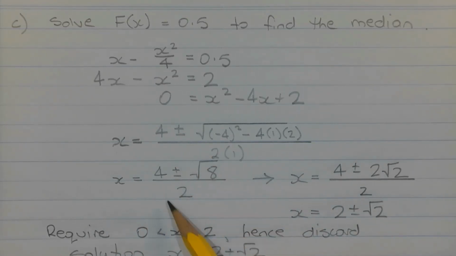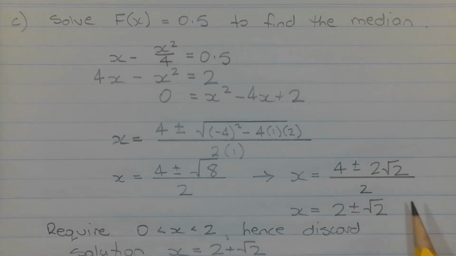Now the square root of 8 can be simplified to 2 root 2. So x is equal to 4 plus or minus 2 root 2 over 2. Now we can divide all terms by 2. So x is equal to 2 plus or minus root 2. But we require x to be in the interval between 0 and 2. So x has to be greater than 0 and less than 2.